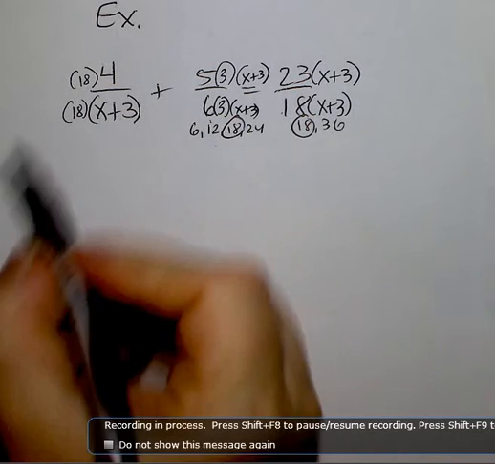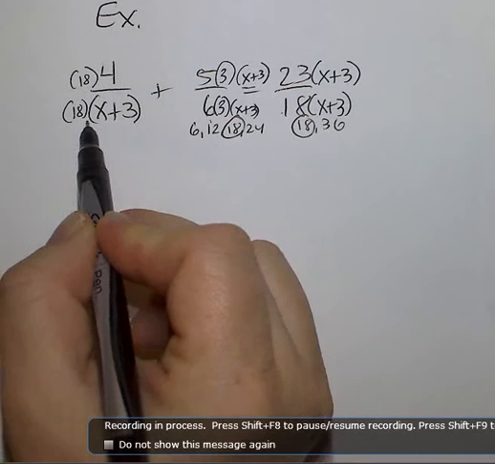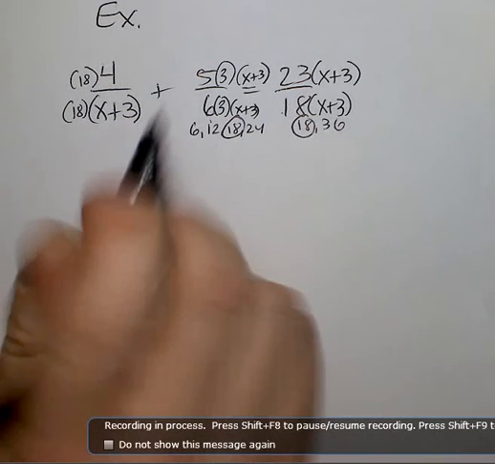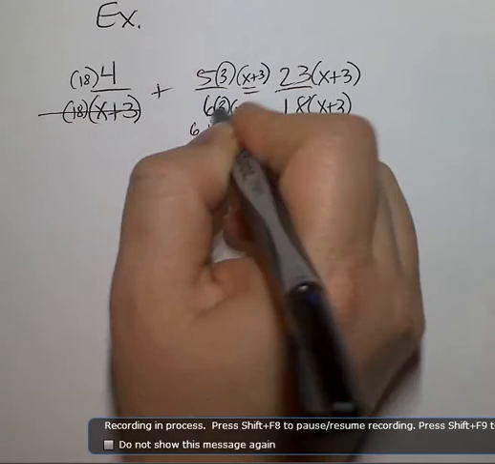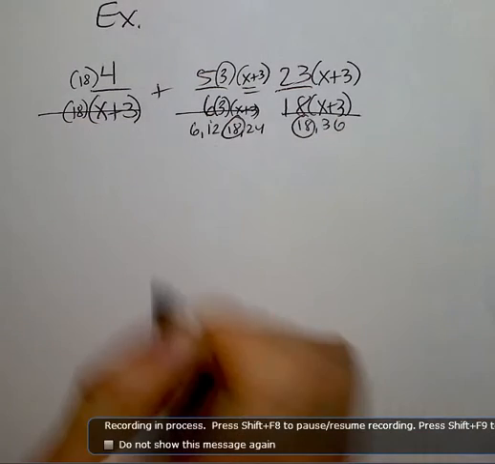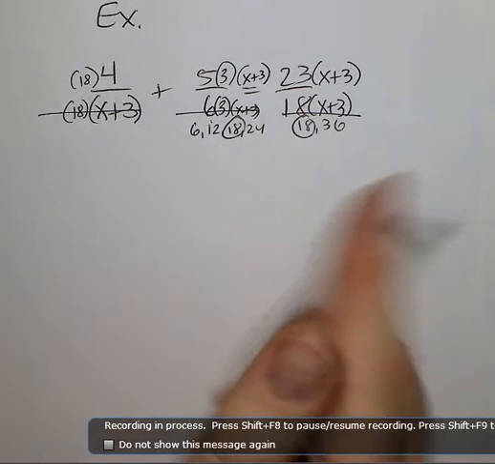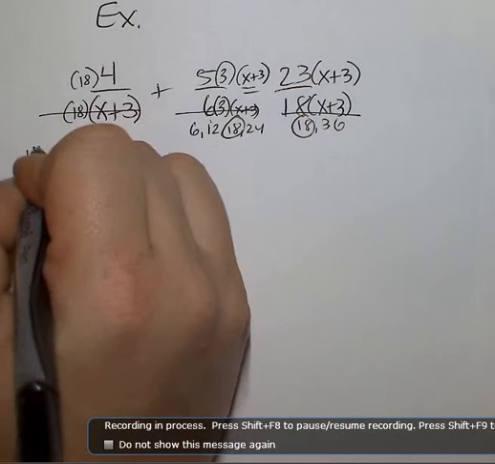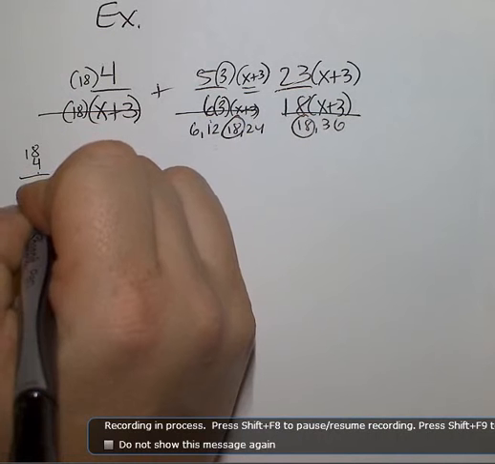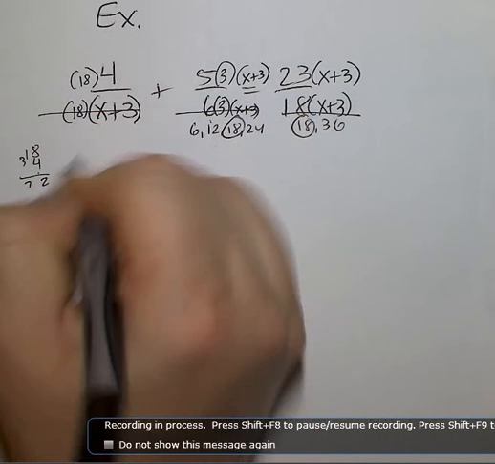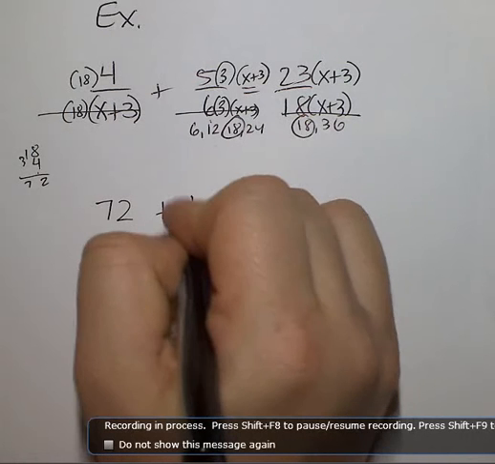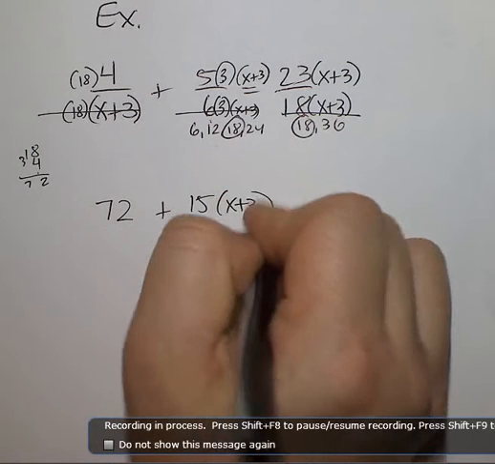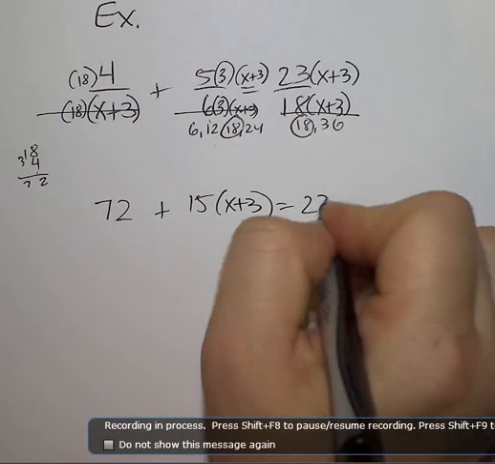Now in each one of the denominators you have 18 times x plus 3. Once the denominators are the same, we forget about the denominators. We cross them out, and we only concern ourselves with the numerators. 18 times 4. 18 times 4 is 72. So this is 72 plus 15 times x plus 3 equals 23 times x plus 3.